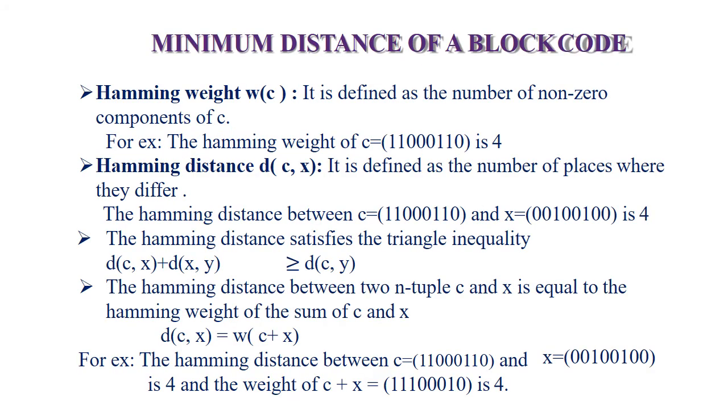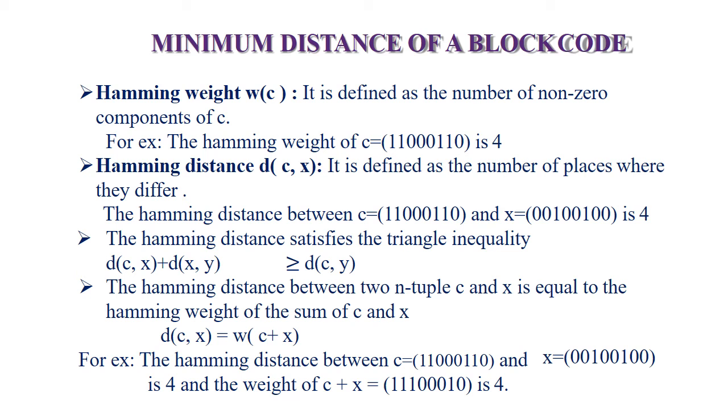Let me see the minimum distance of the block code. Hamming weight W of C is defined as the number of non-zero components of C. For example, the Hamming weight of C is equal to 11000110 is 4. We have to count how many non-zeros there are.